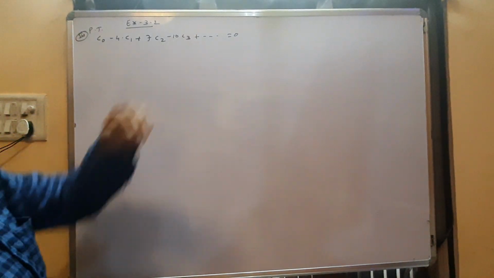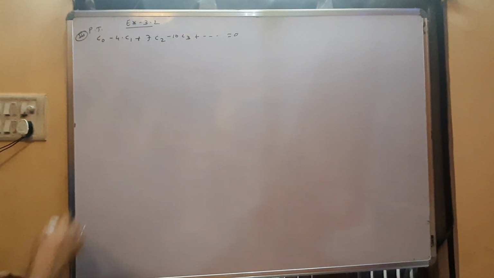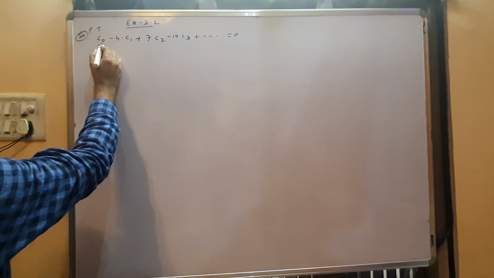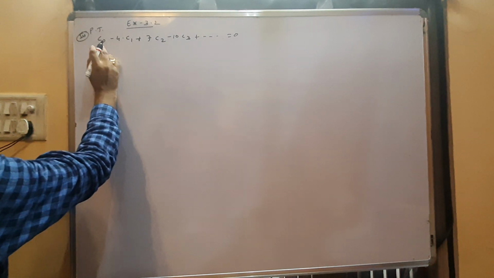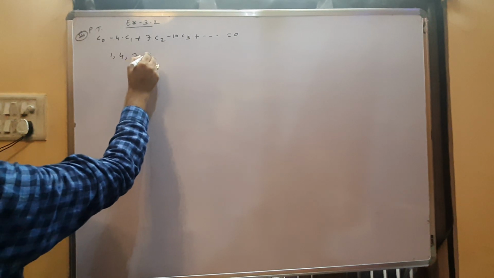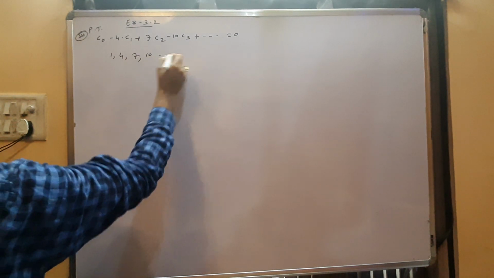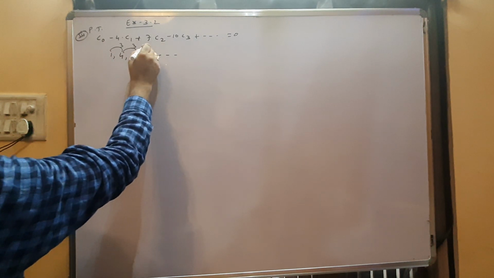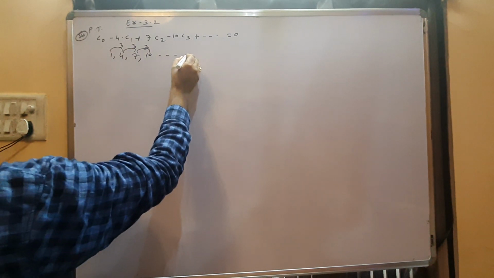Coming to the third problem, alternately you have plus or minus. Alternate plus minus means obviously we will get 0. So you can see the problem. Now check the coefficients of the binomial coefficients: 1, 4, 7, 10. These are 4 minus 1 is 3, 7 minus 4 is 3, 10 minus 7 is 3. So they are in AP.